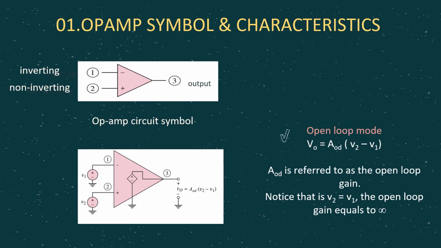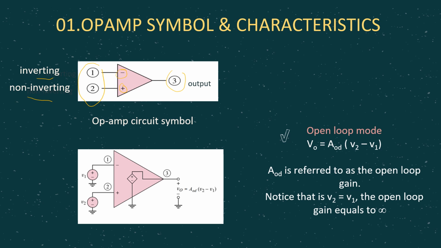Okay, for the first topic, which is on OPAMP symbol and characteristics, what you have to know is the OPAMP symbol has three terminals. Two terminals are at the input side and one terminal at the output side. At the input side, the terminals are inverting, the negative sign here, and the second one is non-inverting, which is represented by the positive sign here. And obviously at the output side we have the output terminal.